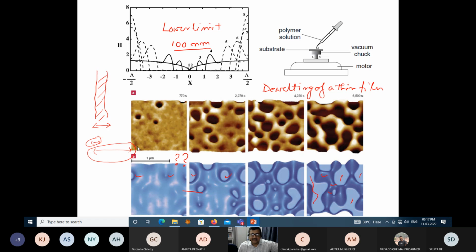Why is this happening like this? And what is the reason behind such formation? I'm going to give you one of the hypotheses that people believe is the most probable reason for this observation. Okay. Any question you have up to this point?